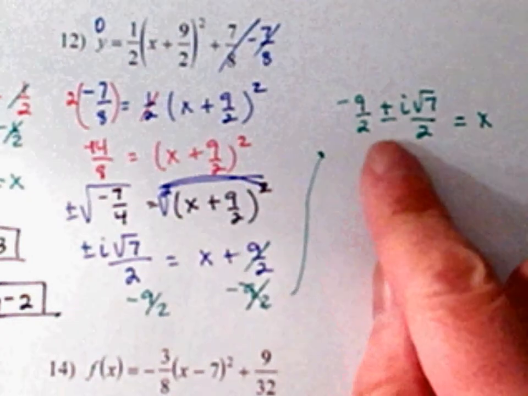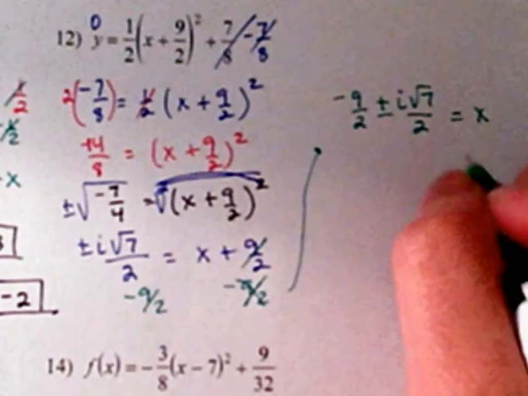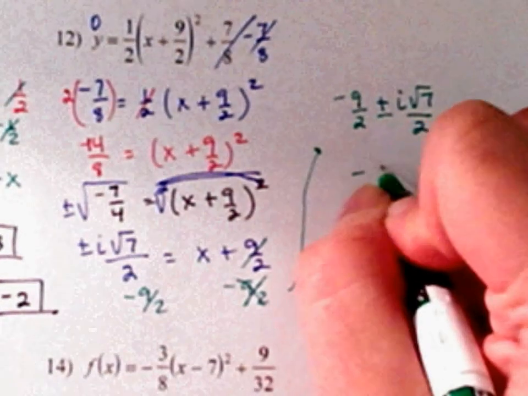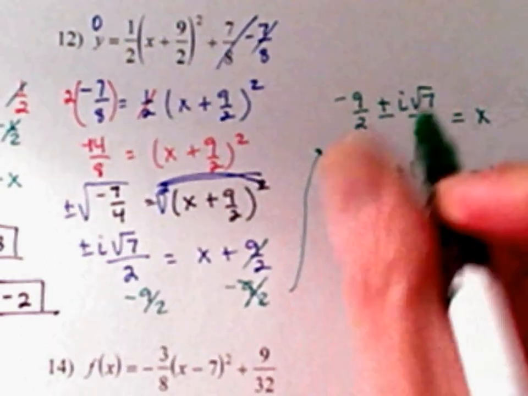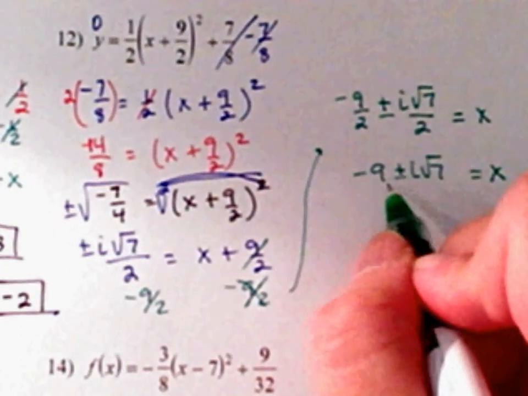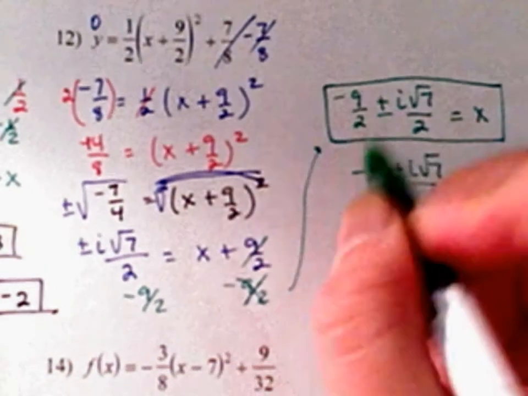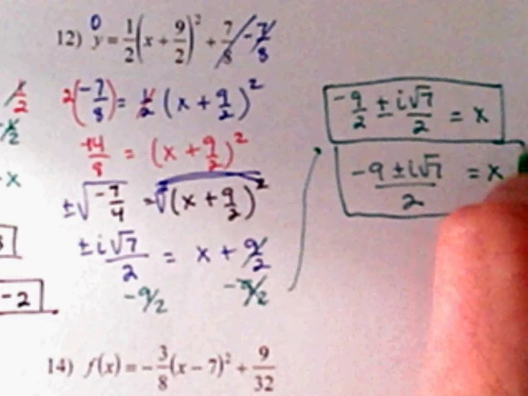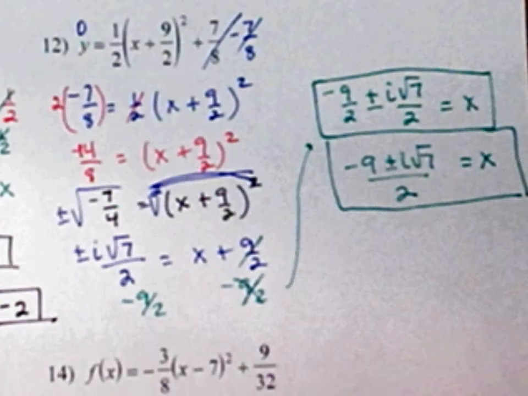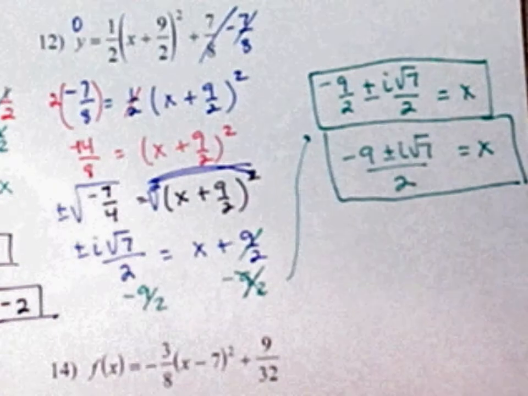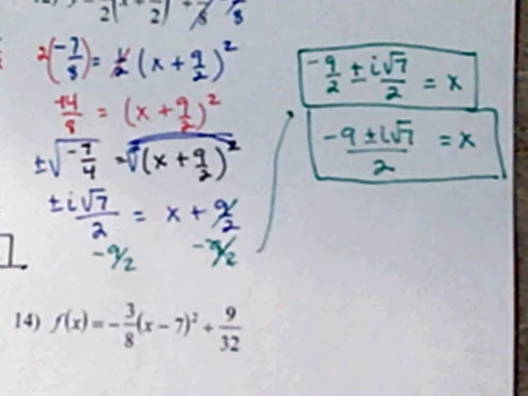You can leave your answer like that because you can't really combine them, or you can rewrite your answer like this: negative 9 plus or minus i square root of 7, all of that divided by 2. See how they have a common denominator? They both have a 2. This is an acceptable answer. This is a prettier acceptable answer. Keep in mind there's 2. Don't forget your plus or your minus, or you only get half credit. And there's number 12.